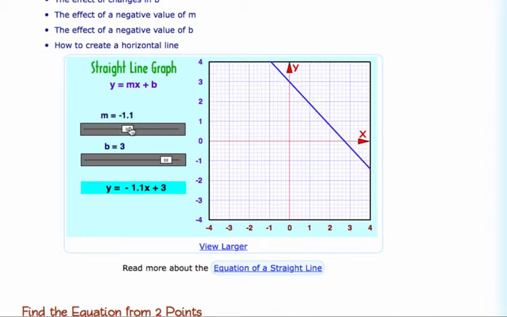So let's see. We'll start with -1. Y equals -x plus 3. And then we'll make that slope -2. It's going downhill even steeper. Make that slope -3, even steeper. Now let's make that m number be -1/2, or -0.5, right there. And -0.2.